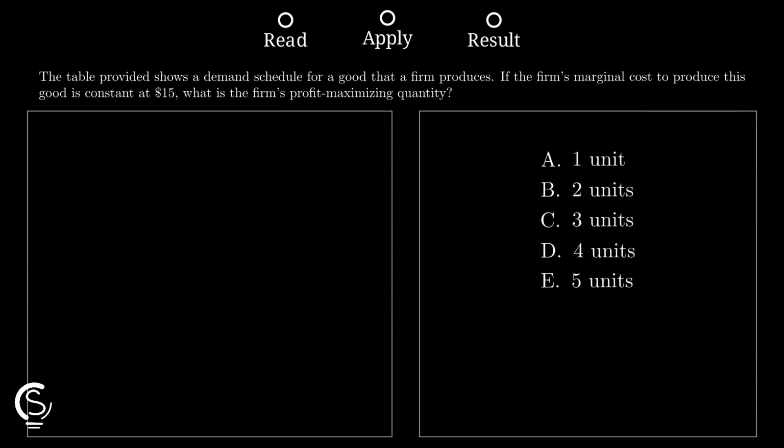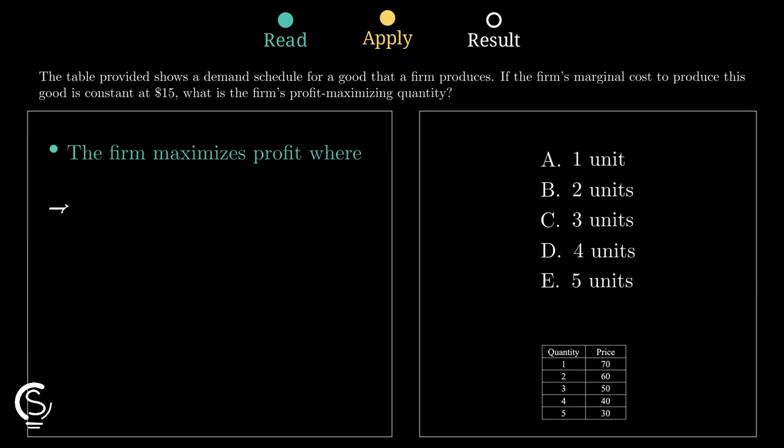First, remember that a firm maximizes its profit at the exact point where marginal revenue equals marginal cost. Since our marginal cost is constant at 15, we must find that revenue. Calculate marginal revenue by finding the change in total revenue for each unit. Multiply price by quantity at each level, then subtract the previous total to find the specific marginal gain.